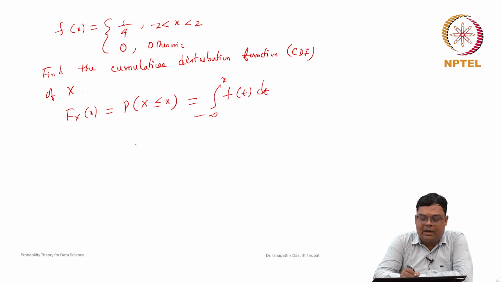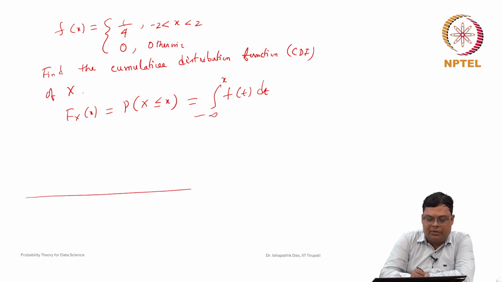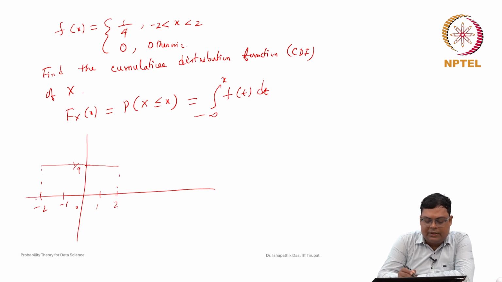Now, suppose this is how the density function is given. This is 1 by 4 here. This is minus 2, minus 1, 1, this is 0, 2, otherwise it is 0. So, this is the 1 by 4 height, otherwise 0. Now, if you compute the area under the curve, the area exists only here. If you take any x here, this function is 0.